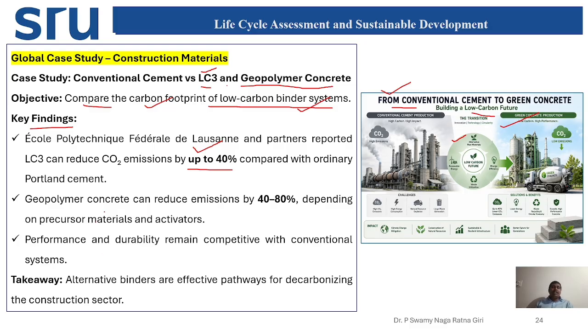So try to understand this and how to develop this geopolymer, with reduction of 40 to 80%, depending upon the precursor materials and activators. I tell you, activators are alkalis, and precursors are fly ash, GGBS, metakaolin, rice husk ash, what not.